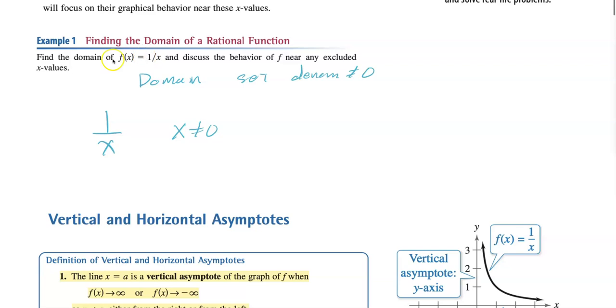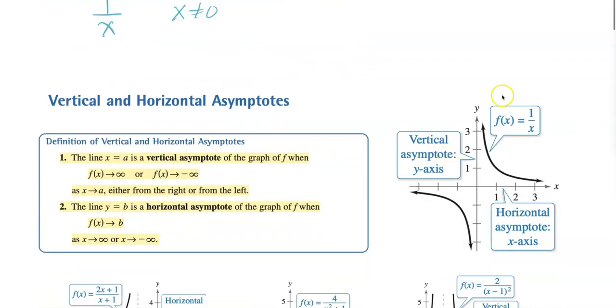Now, when you have a graph like 1 over x, it looks like this. And two things pop up. When you graph 1 over x, hopefully you notice that there is a vertical line right here, which is like an imaginary line that you cannot cross. That's called a vertical asymptote. And it's a line you cannot cross.